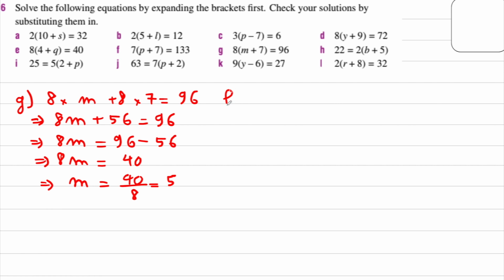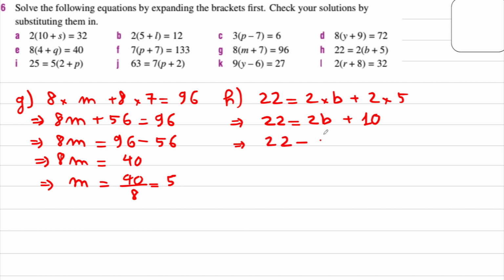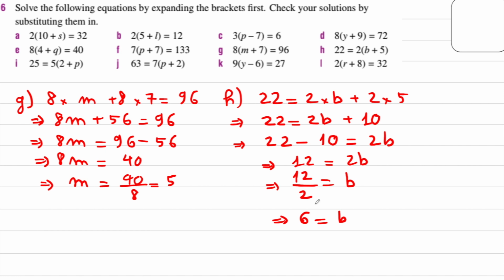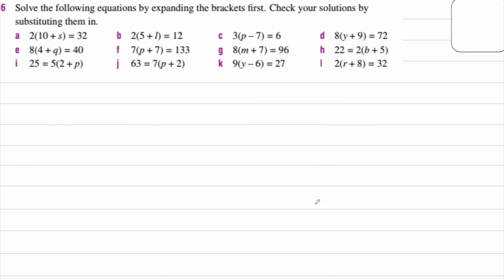For the next one, here is 8. 22, 2 multiply b plus 2 times 5. 22, 2b plus 10. And minus 10, yes, minus 10. This will be 12, and here is 2b, this is b. 12 divided by 2, here is 6 equal to b. 6 equal to b for question H.